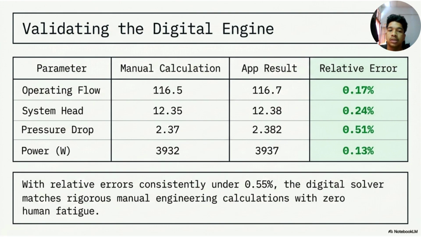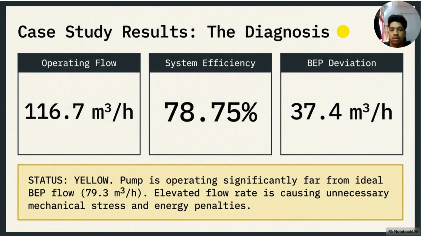So we get relative errors of about 0.17, 0.24, 0.51, and 0.3, so all these relative errors are below 0.055%. The digital solver matches the manual engineering calculation with zero human fatigue.